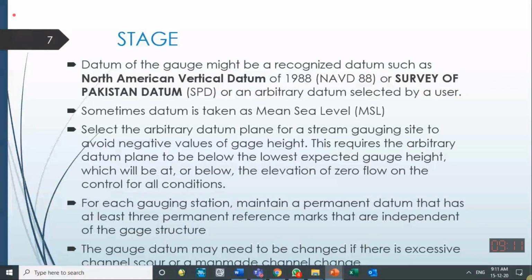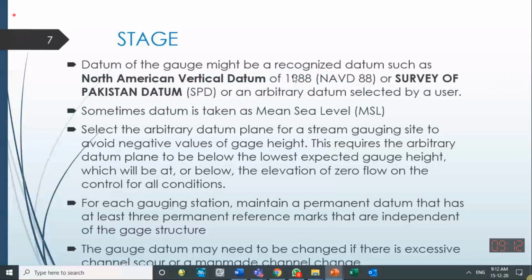Whether he has selected a local datum, or some country level datum or some international datum. The GPS which you are using for finding the elevation of a certain location uses an international datum, international reference lines. One of the international datums which is quite famous nowadays is called North American Vertical Datum, NAVD 1988.